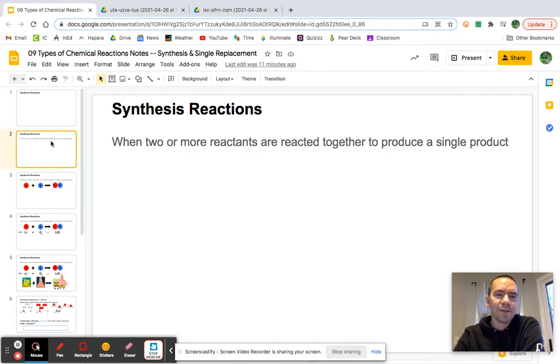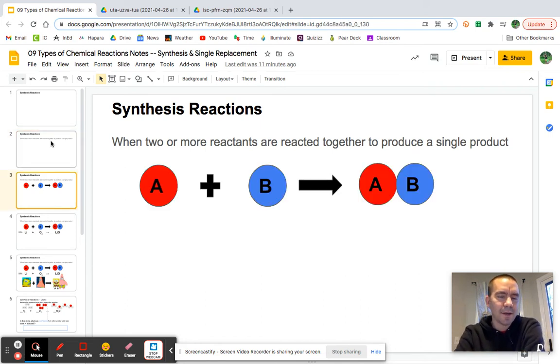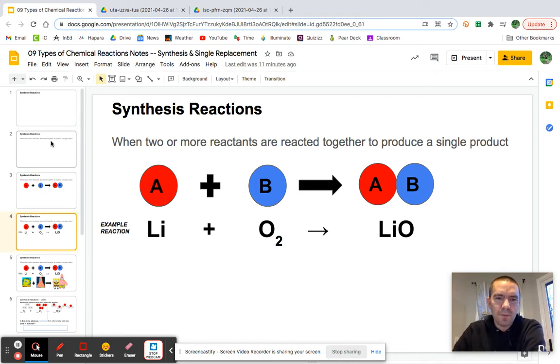A synthesis reaction is when two or more reactants are reacted together to produce a single product. We've seen a bunch of these reaction types before. When you have A and you react it with B, you're just combining to produce AB, whatever that might be. Here's an example reaction with lithium and oxygen. If you react lithium with oxygen gas, you're going to produce lithium oxide. It's the most basic form of reaction type: you're just taking two things and putting them together.